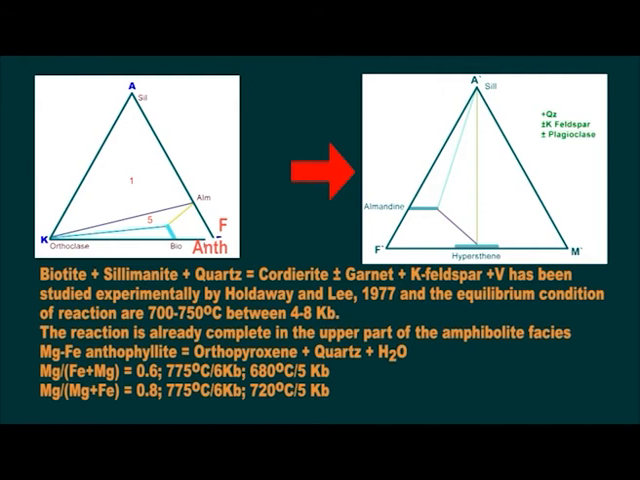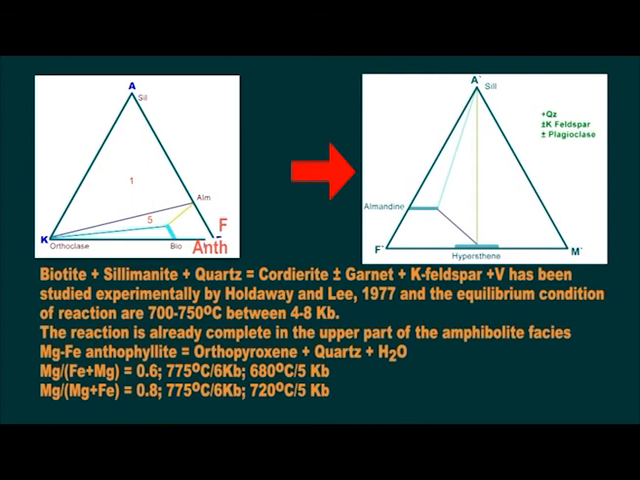The reaction is already complete in the upper part of the amphibolite facies. Mg anthophyllite gives rise to orthopyroxene plus quartz plus water. Xmg equal to 0.6: 775 degrees centigrade, 6 kilobar; 680 degrees centigrade, 5 kilobar. When Xmg equal to 0.8: 775 degrees centigrade, 6 kilobar; 720 degrees centigrade, 5 kilobar. The above two reactions of MgFe anthophyllite were investigated by Tever and Henrichsen in 1975.